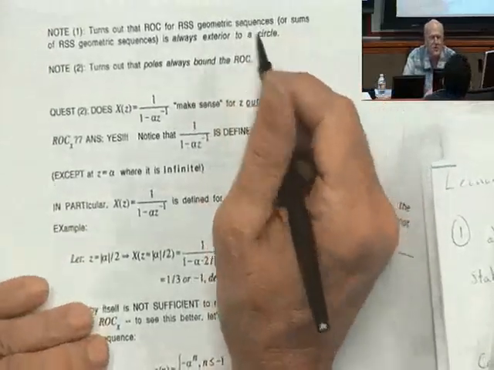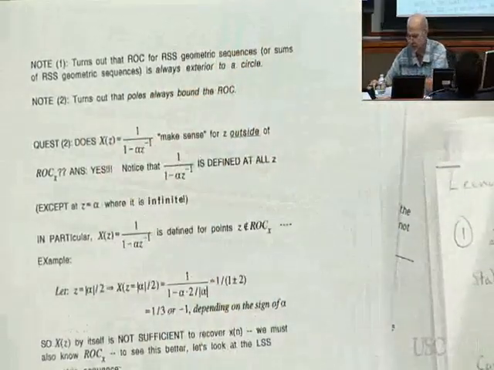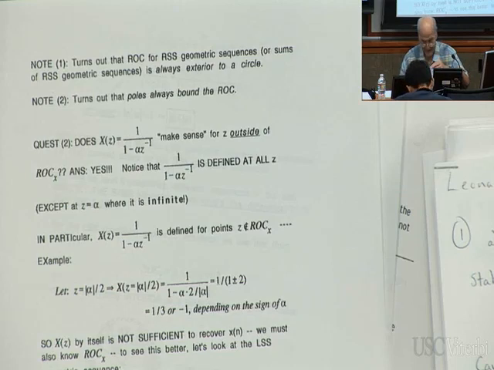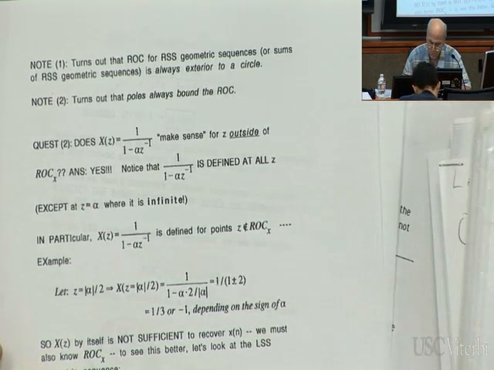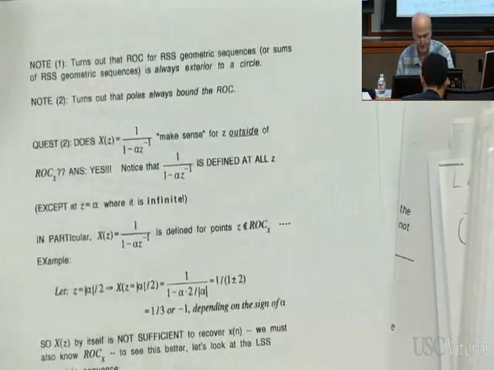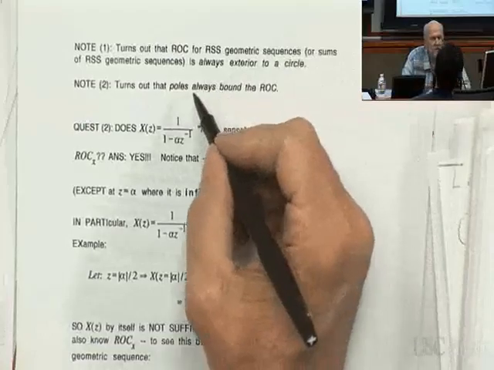It turns out that the region of convergence for right-sided geometric sequences, or sums of right-sided geometric sequences, is always exterior to a circle. I will come back to that point in just a moment. In fact, I can mention it now. I'll come back to that in a second. So that is a comment on this. It turns out that poles are always found on the boundary.